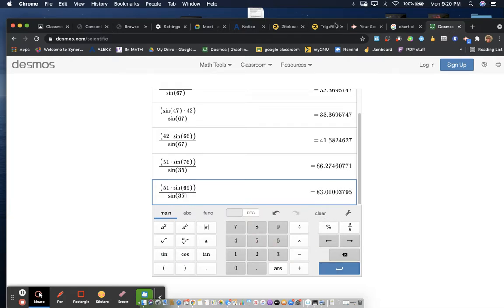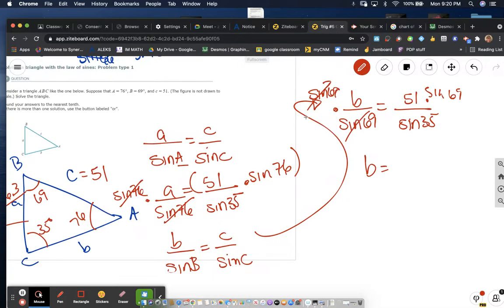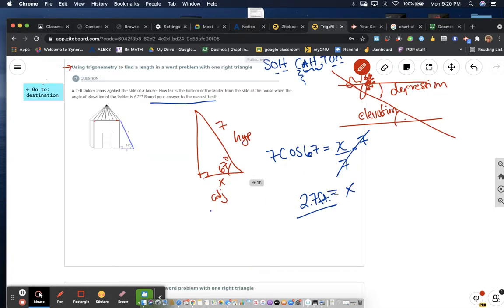83.0. Again, see how the 1 doesn't round that 0 up? You have to put it. So 83.0. And there you go. We have solved the triangle. There is more to do with this. This is problem type 1, where you find the side. Problem type 2 is when we're going to have to undo the angles and find the angle.